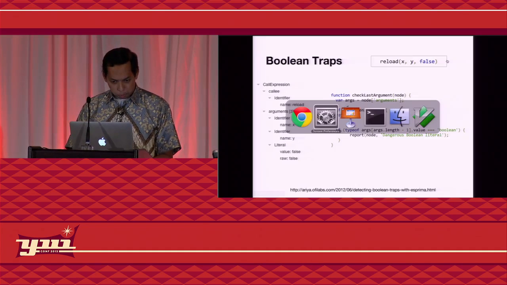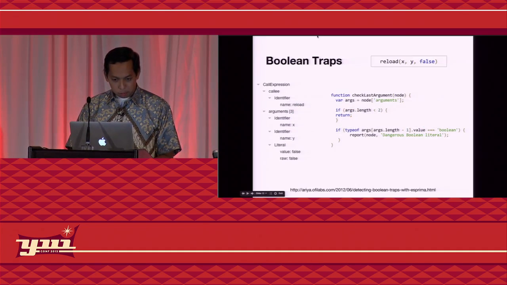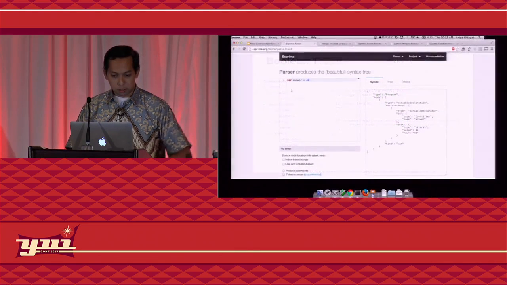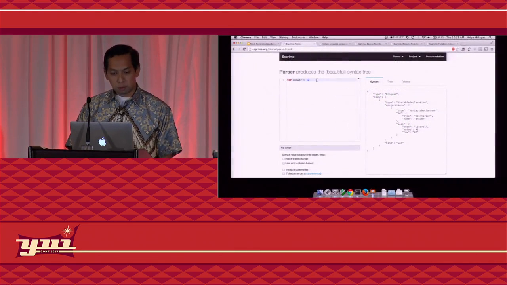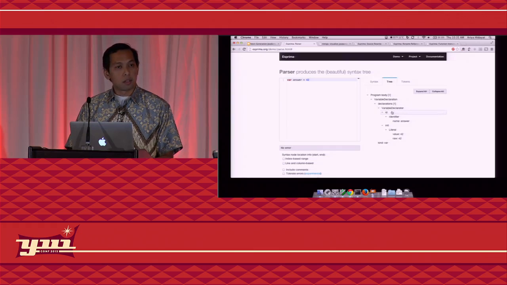Before I forget, you can use an online tool that I built to visualize your syntax tree. So whatever you type here, which is valid JavaScript code, you're going to see the syntax tree JSON formatted on the left side, and you can see the visual tree version of that particular code.